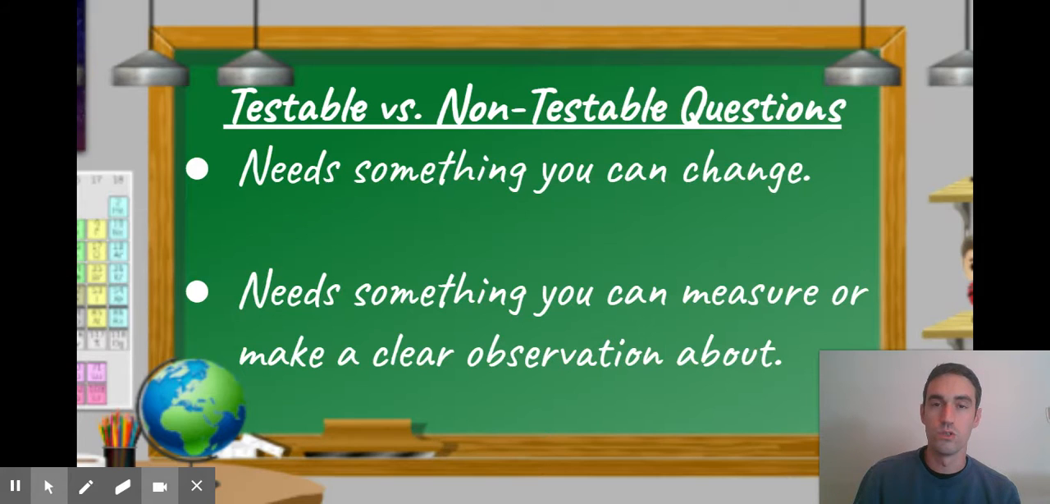You can use a ruler or some other tool, a graduated cylinder, and you can actually measure change. Or you can at least make an observation. Did this happen? Did we see this result? Did we make this observation? So when you're looking at a testable question, you need two things: something that can change and something that you can measure. Be ready to answer that on the next slide.